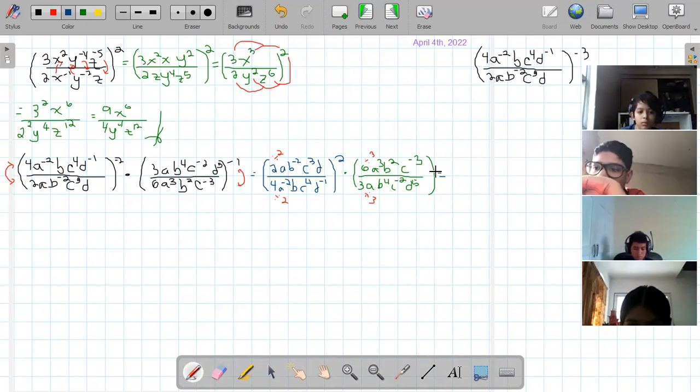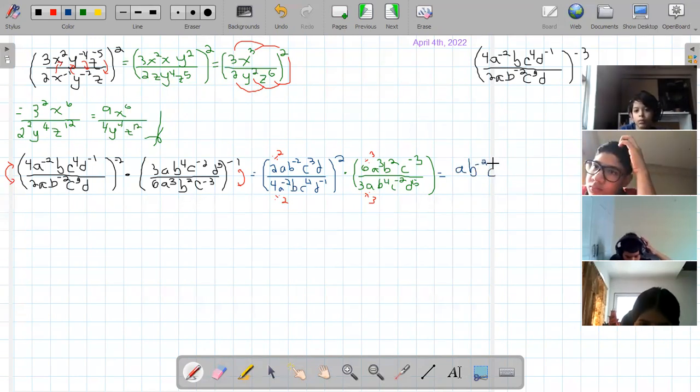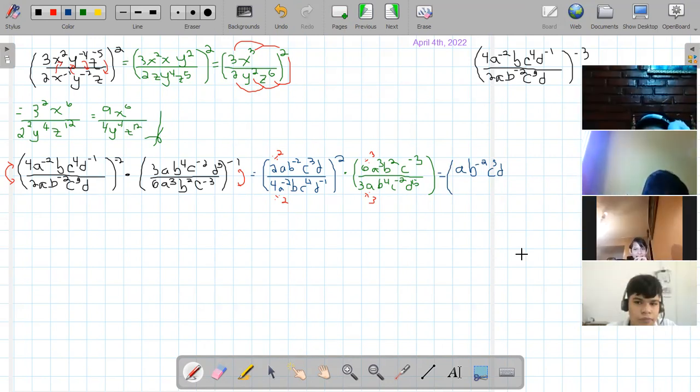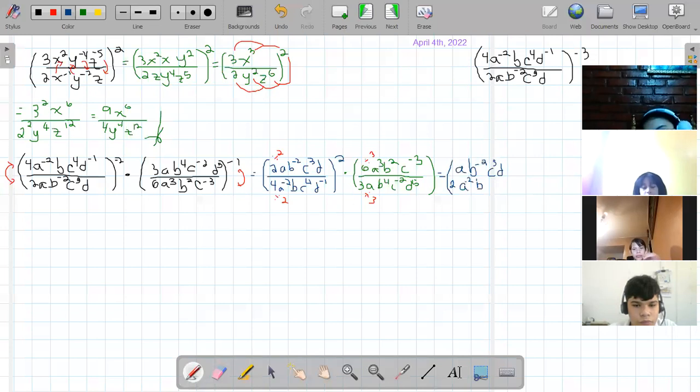What I'm going to do is just copy the variables, okay? Because I don't need a coefficient 1. So I'm going to say a, b to the negative square, c cubed, d. Everything over 4 divided by 2. 4 divided by 2? 2. And I copy the variables just as they are without changing their exponents, at least not yet.